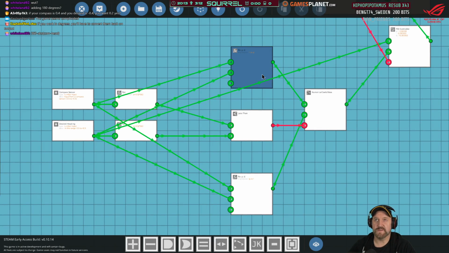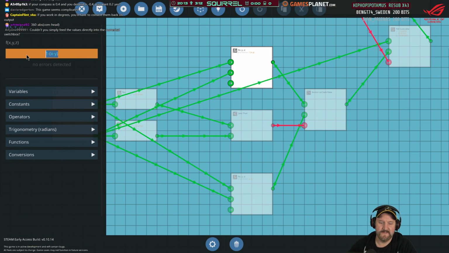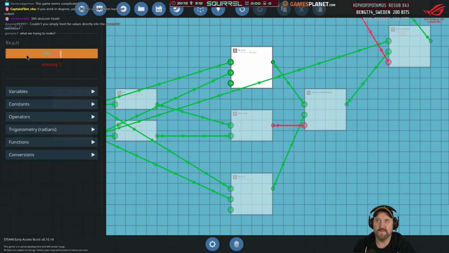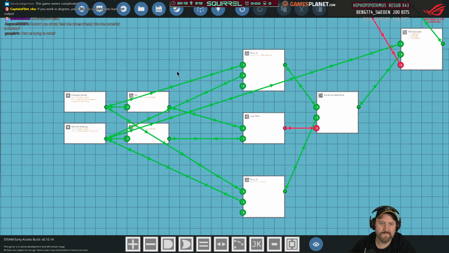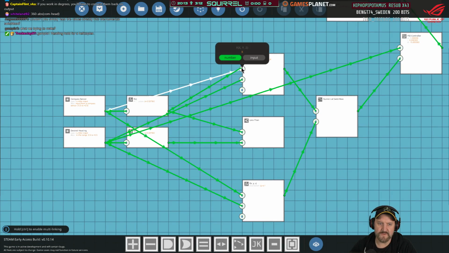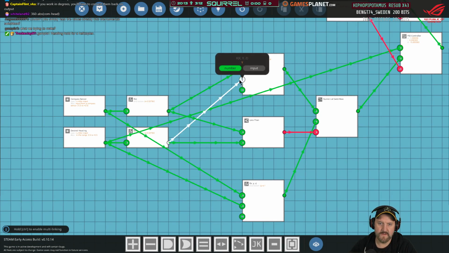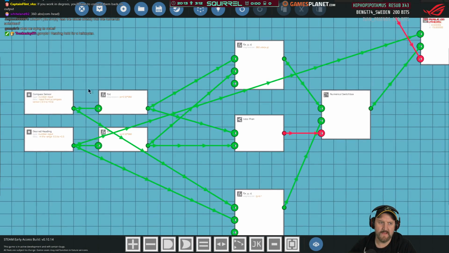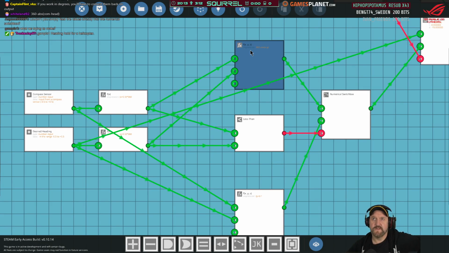So up here, you're saying 360 minus, so 360 degrees minus the absolute of x minus y, I think. If x is the compass. Yeah, compass is x, right? So 360.